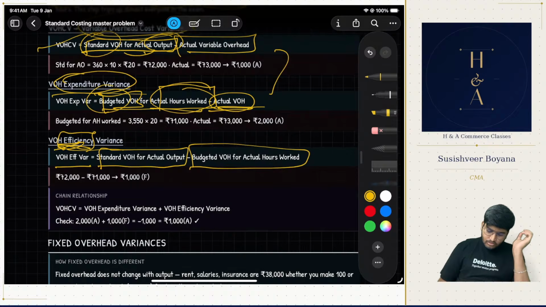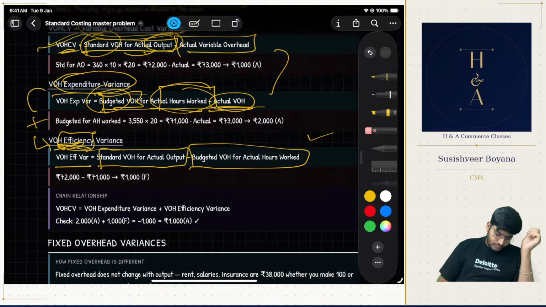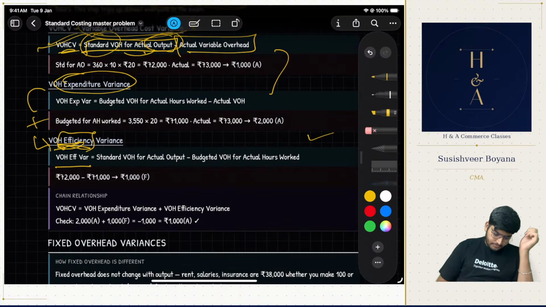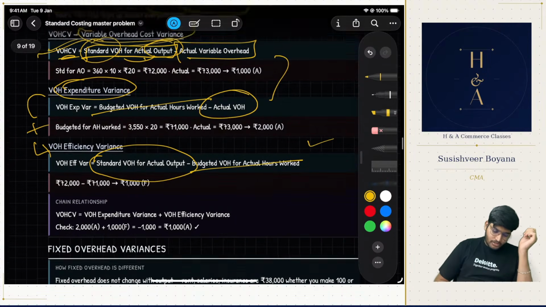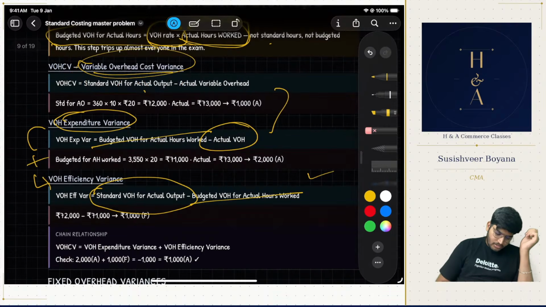Even if you remember these two, to remember the third one is pretty easy because we already know variable overhead cost variance is going to be variable overhead expenditure variance plus variable overhead efficiency variance. When we look at this, this and this are going to be cut. So standard variable overhead for the actual output minus actual variable overhead is what we will get.